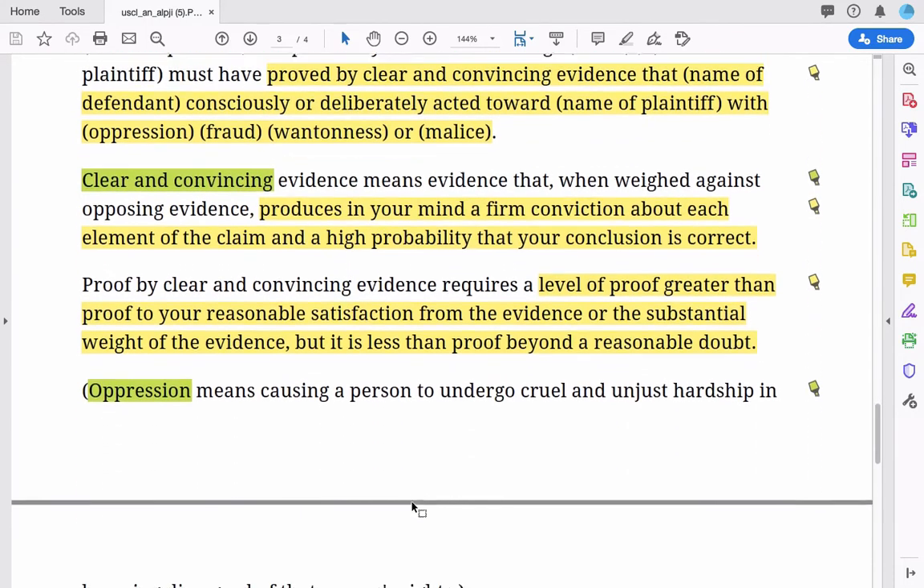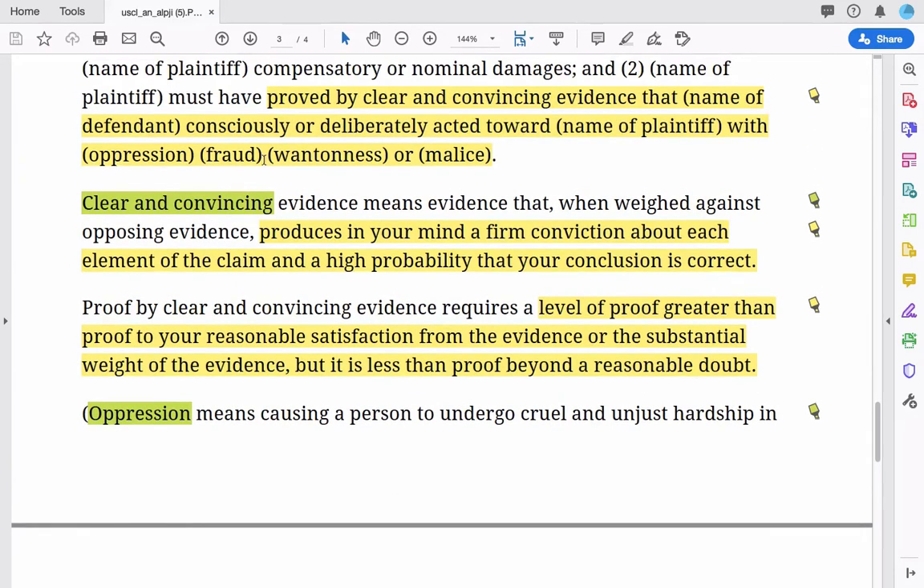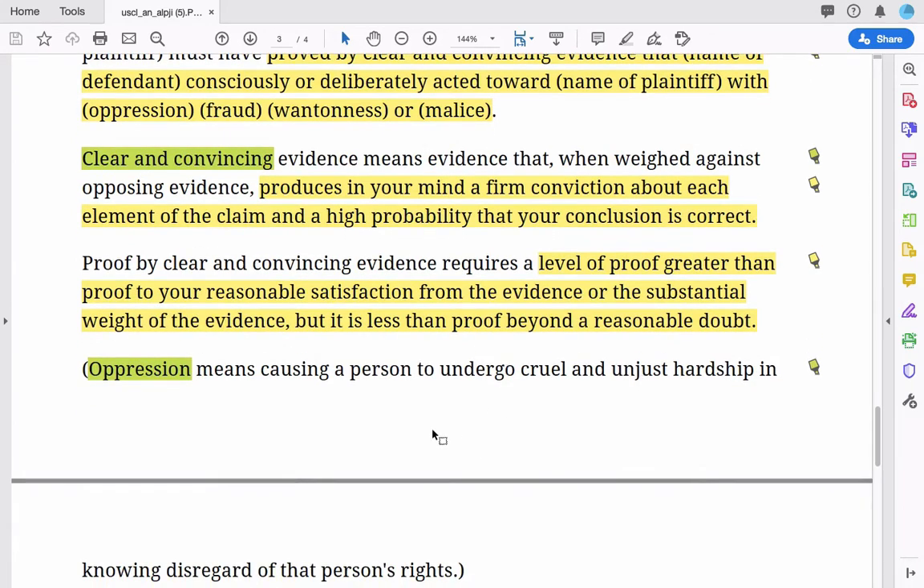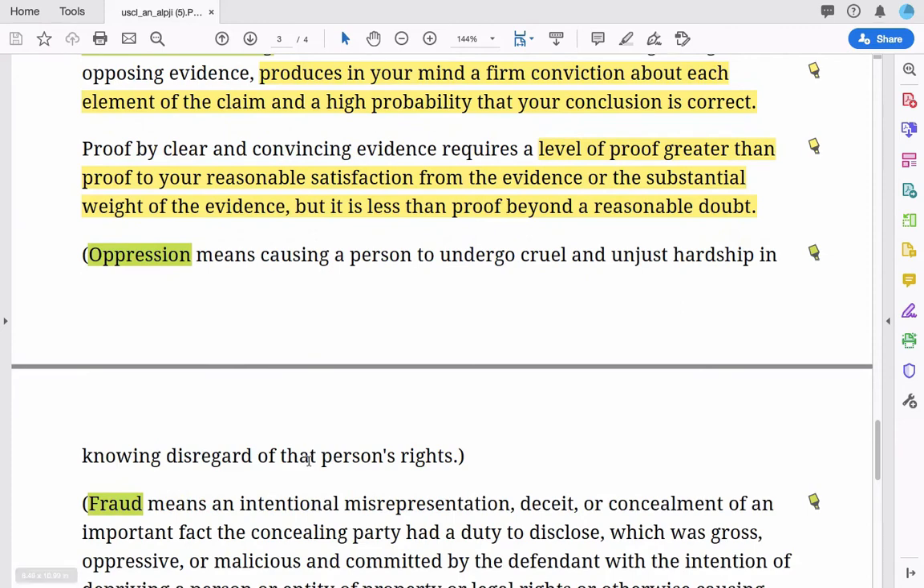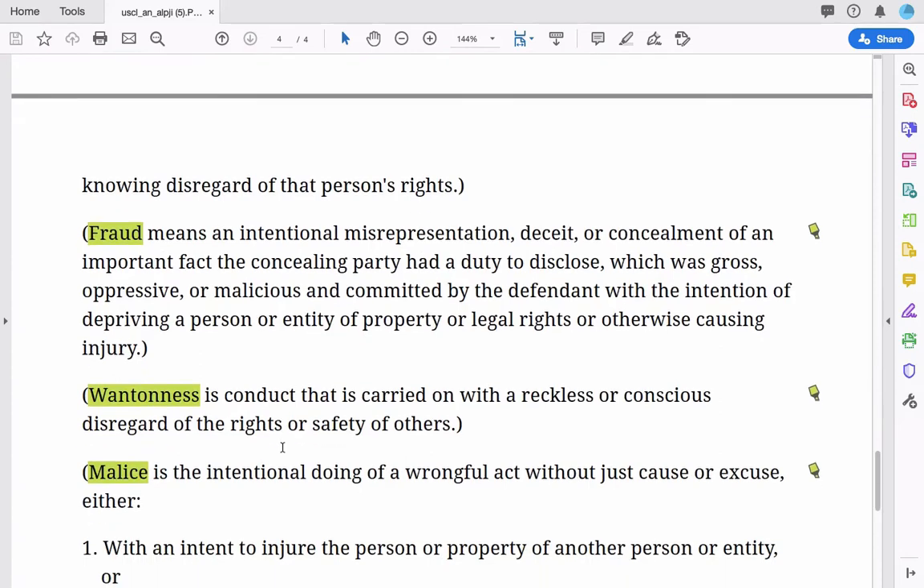Then the instructions go on to say, what's oppression? Remember, there were four categories here: oppression, fraud, wantonness, malice. Oppression means causing a person to undergo cruel and unjust hardship in knowing disregard of that person's rights. Fraud, like it sounds, is where you're lying to somebody. That may be you're deceiving them or you're keeping something from them that you have an obligation to say. Wantonness is also called recklessness. That's when you do something reckless, or you just say, I don't care that this is going to hurt somebody or jeopardize the safety of somebody else.